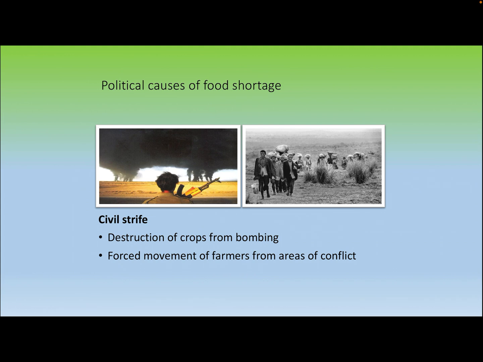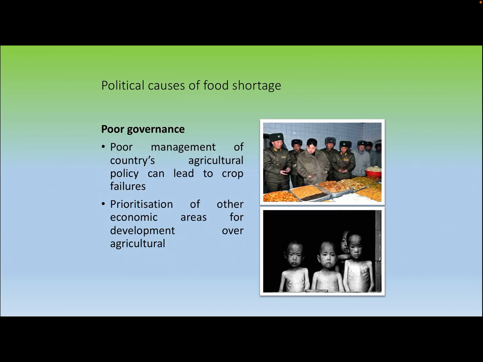Political causes: when you have civil strife, internal war, civil war, destruction of your crop may happen because of attacks, because of bombings, because the farmers themselves are fearful for their lives, so they move away from areas of conflict. So this is another area where you can politically affect and lead to food shortage.